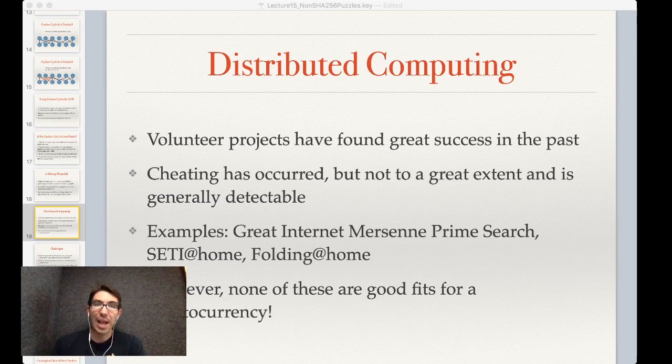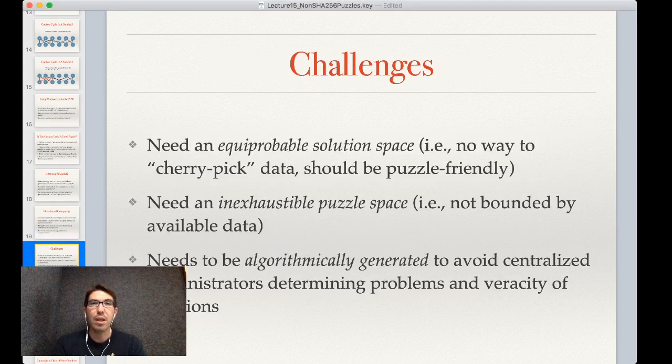There are a lot of challenges to doing what we call proof of useful work, to creating a puzzle that is useful, that people want to have solved, but also can be used as the basis for proof of work. First, we need to make sure it's an equiprobable solution space. That is, we need to make sure there's no way for anyone to go and cherry-pick data. They can't just look for the easiest proteins to fold, or make sure that they're looking at a star instead of looking randomly into space.